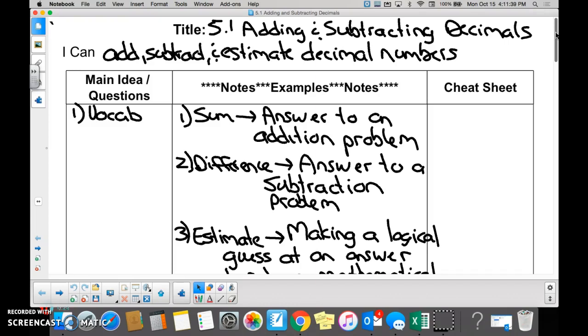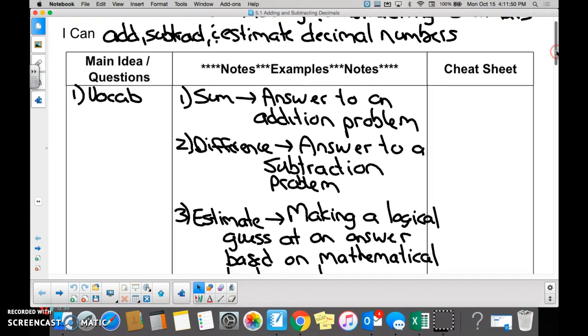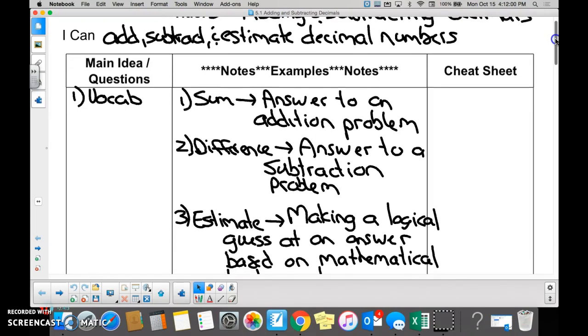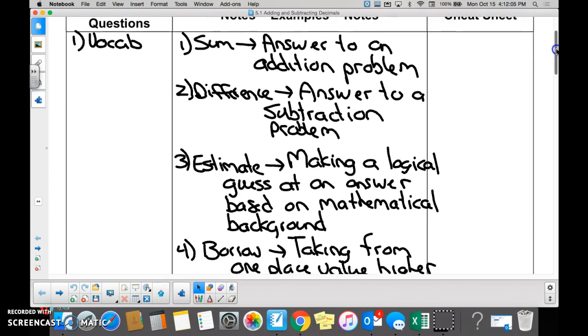So y'all should have notes out and ready to go. The title is 5.1, adding and subtracting decimals. The I can statement is I can add, subtract, and estimate decimal numbers. First thing you're going to do then is if we are taking these notes and I'm going too fast, you just simply pause me. And when you are all caught up with your notes, then you will go ahead and hit play.